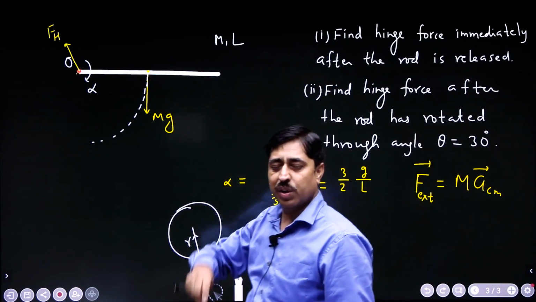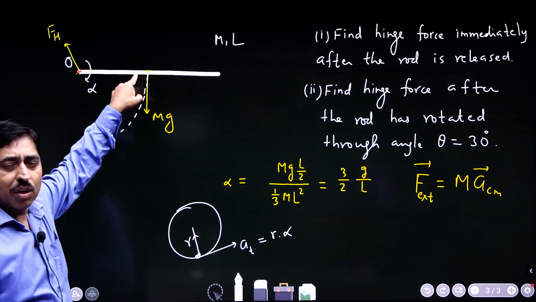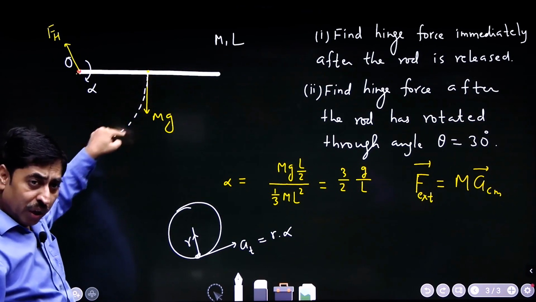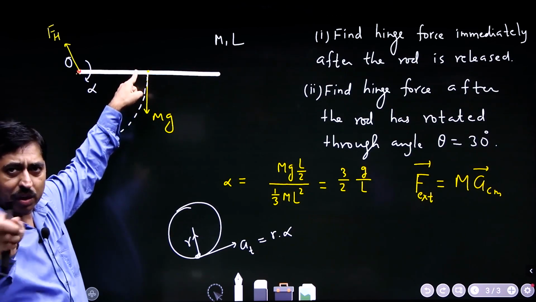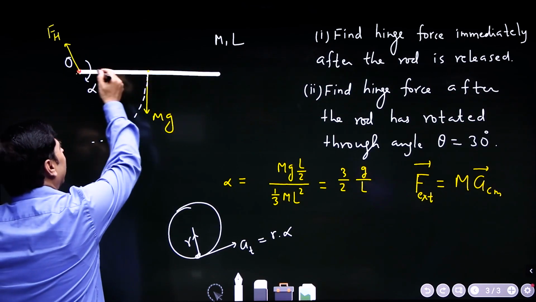So, same is the situation of center of mass of the rod. As soon as I release the rod, the center of mass is not having any speed. It is going to move in this circle, but right now it is not having any speed. Because it is not having any speed, therefore it is having no radial acceleration.